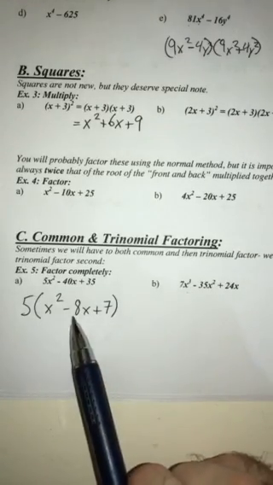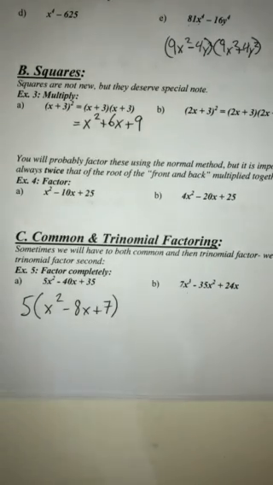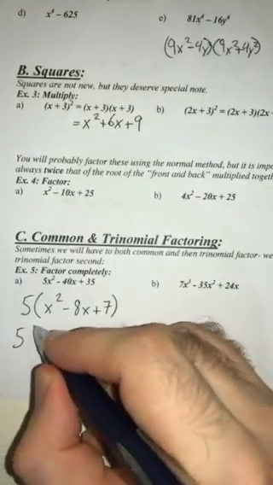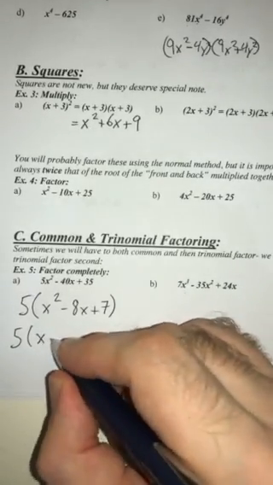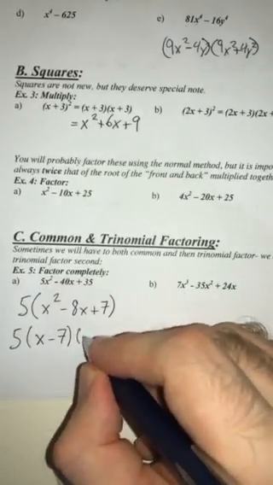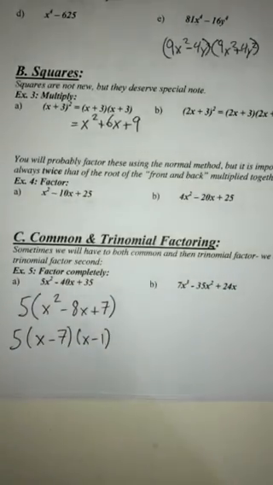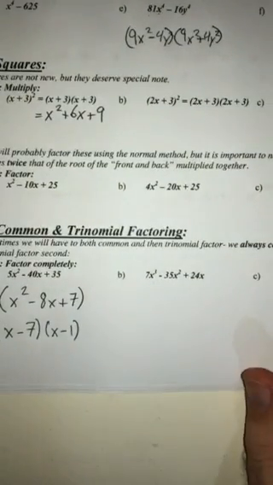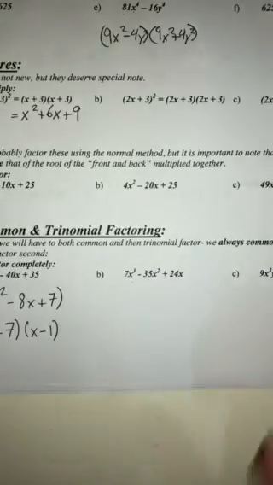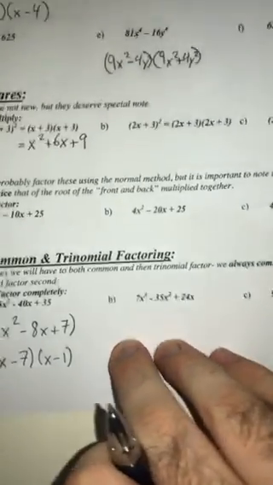Then I factor this like normal. What two numbers add to negative 8 and multiply to positive 7? Notice the 5 still stays here. So x minus 7 and x minus 1. And that gives us our terms. Simple as that. So always check to see if you can factor out a common factor to make your life a little bit easier. If you want to do these other ones, you can give that a try.